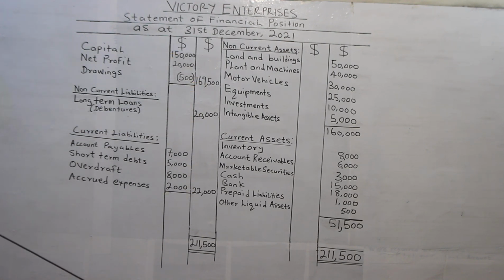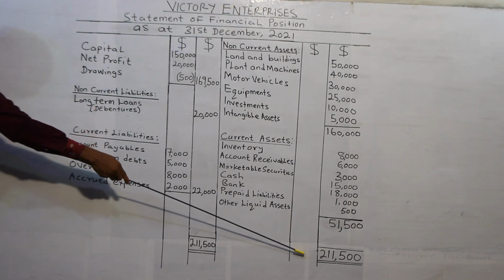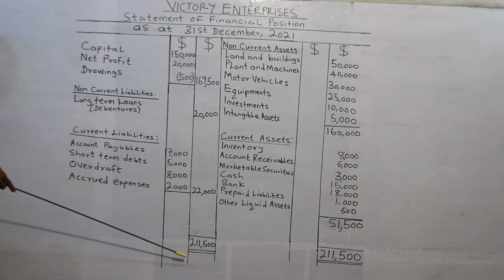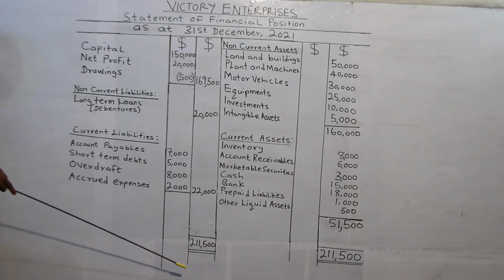That is the accounting equation. If you add the capital plus the total liabilities here, 20,000 plus 22,000, which is 42,000, which is the total liabilities, plus the capital, it must be equal to the total assets. We have come to the end of the foundation study in the preparation of statement of financial position.